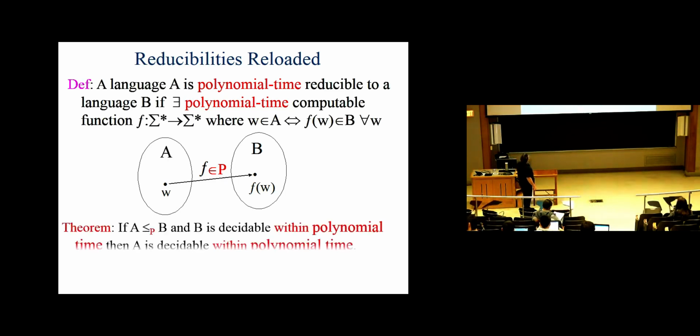So a few things immediately follow. Here's the first theorem that immediately follows from this definition. If A polynomial time reduces to B, and B is decidable within polynomial time, then so is A decidable within polynomial time. Anybody want to explain why that is true? This is not a tough theorem. This is pretty straightforward. I mean, that's a big hint. Right? What do you say up there?